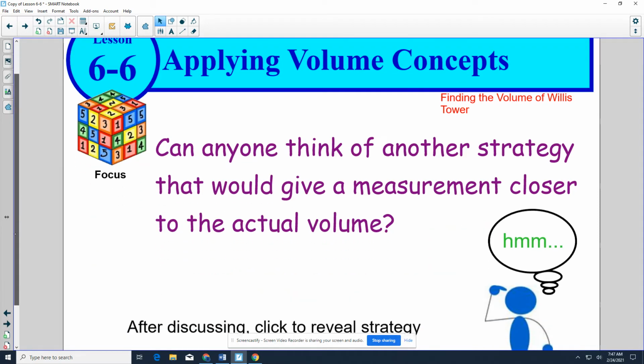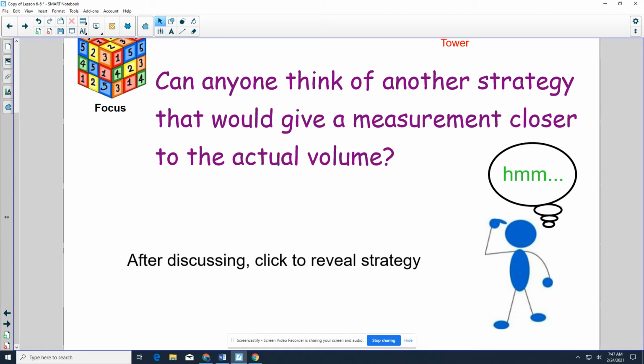So can you think of another strategy that would give a measurement closer to the actual volume? So take a minute and think about that. If I wanted to find the actual measurement, let's say I was to do a report on that, or maybe I'm an engineer and I need to know what the exact volume of the building is. Can you think of any other strategies? So go ahead and pause the video. You can jot yourself some notes.